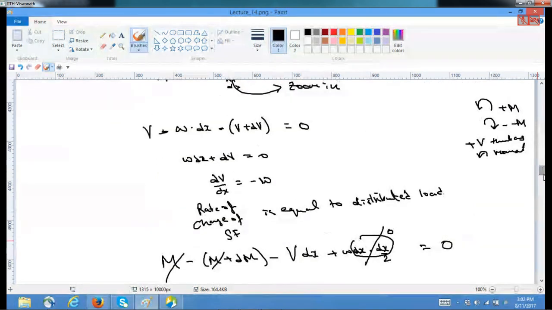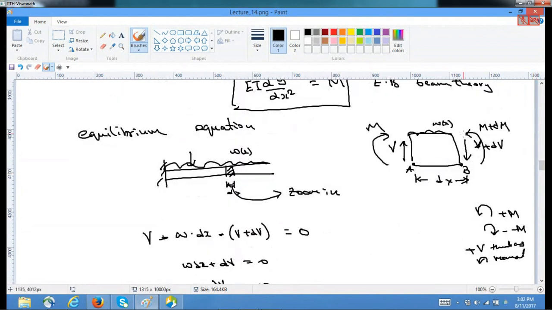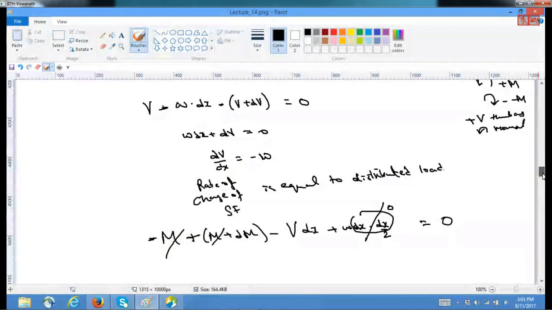Sorry, this is a negative moment. This is a positive moment. Let me see. Clockwise is positive, so this is positive. This is negative. This one is again negative. This would be acting at the center, so negative. Sorry about the mix up. Anyway, this term is not giving any significance.